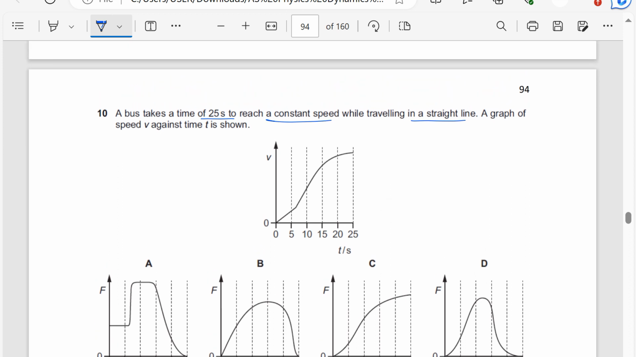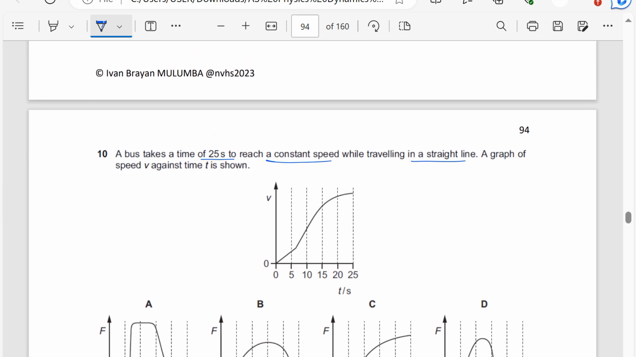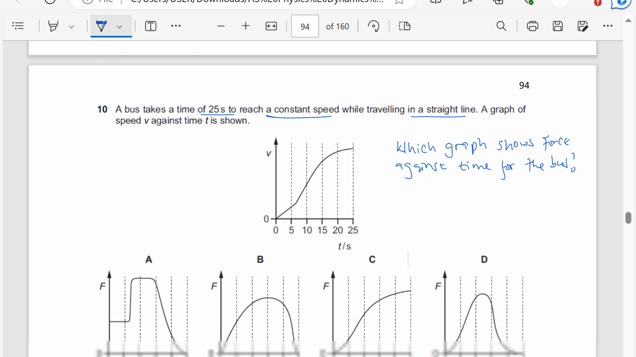So there's a question missing here, and the question missing is: which graph shows force against time for the bus? So this is the missing question.